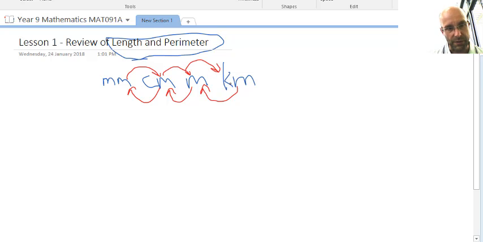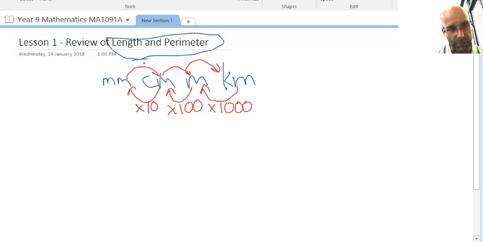So we know that if we have a certain number of kilometers, to have that same distance in meters, we need to multiply by 1,000. So if we have 5 kilometers, we multiply by 1,000, we have 5,000 meters. If we have a certain number of meters, we multiply by 100 to put that into centimeters. So if we have 3 meters, we have 300 centimeters. We multiply by 10, and if we have 12 centimeters, we have 120 millimeters.